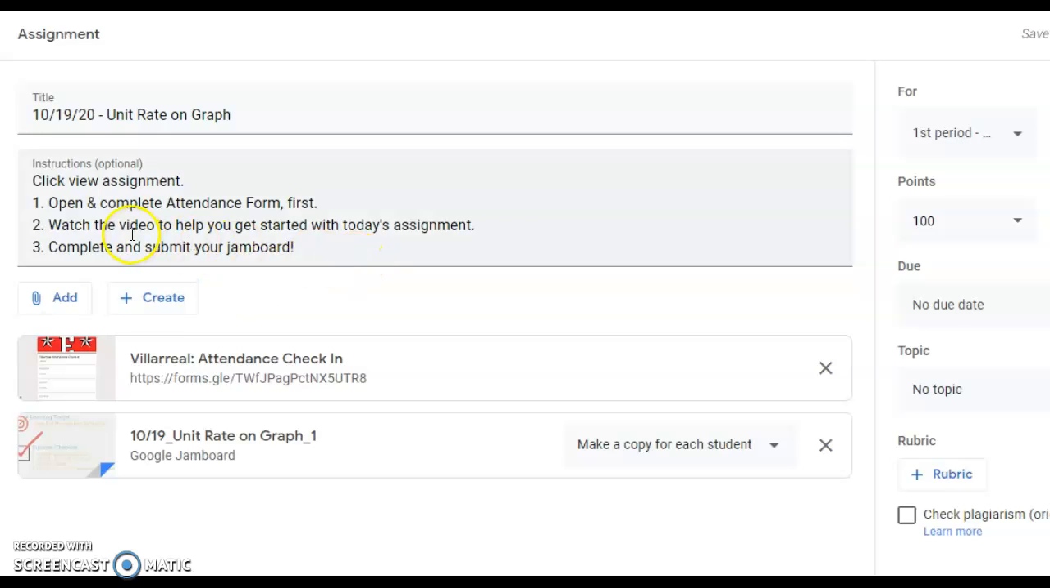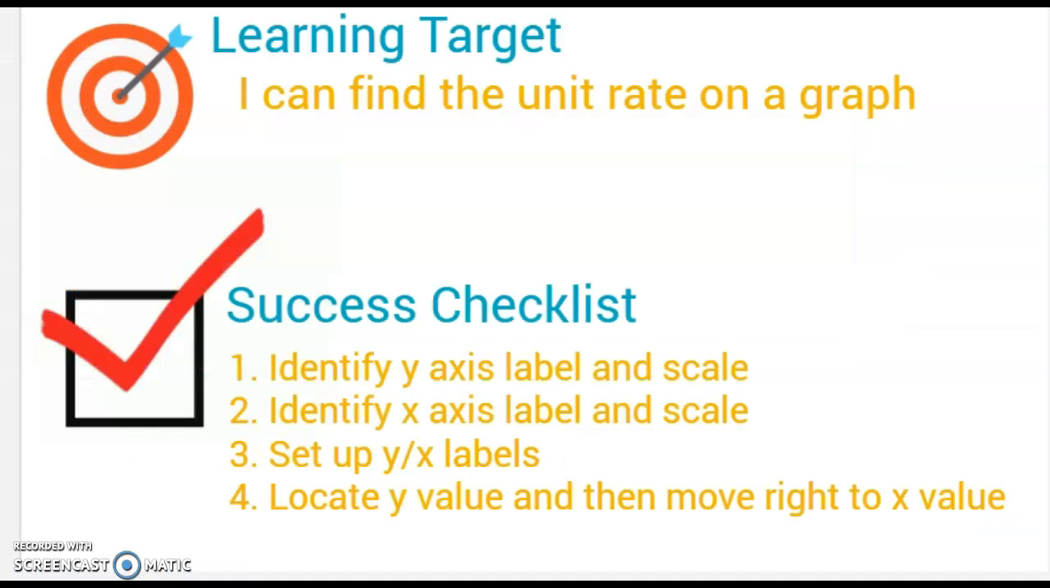Your second step is to watch the video that I will post, and it will help you complete your Jamboard assignment on unit rate on graph. Okay, when you are on step 2 and 3, if you open this Jamboard and watch the video, it will help you with the first example.